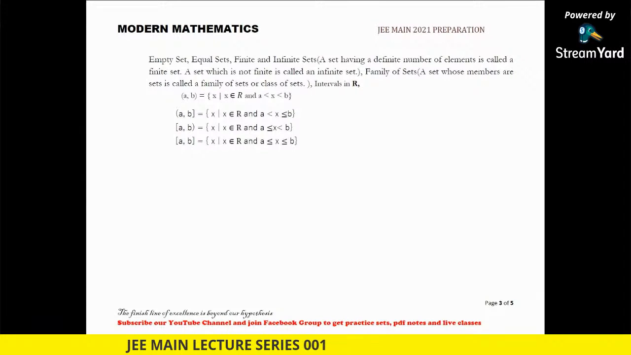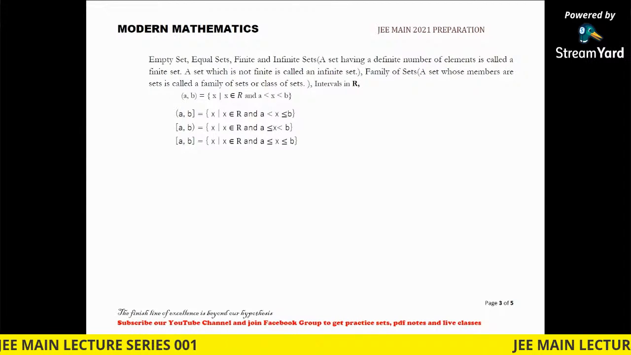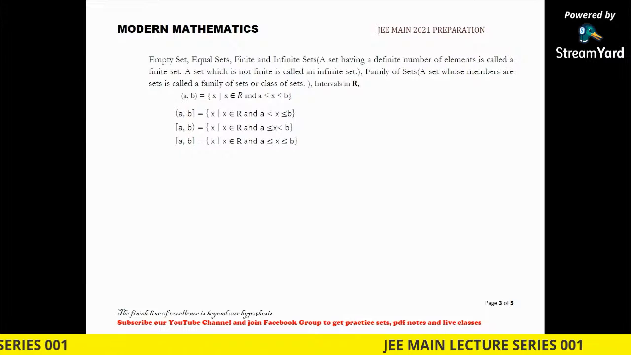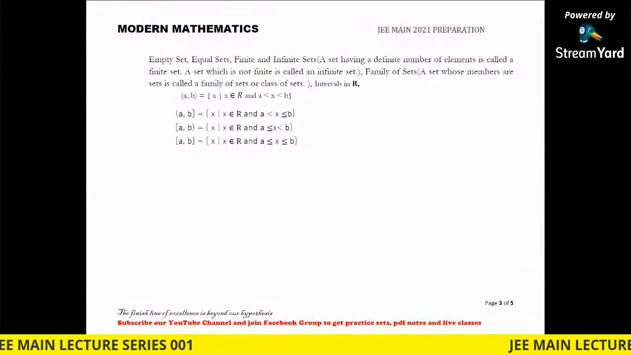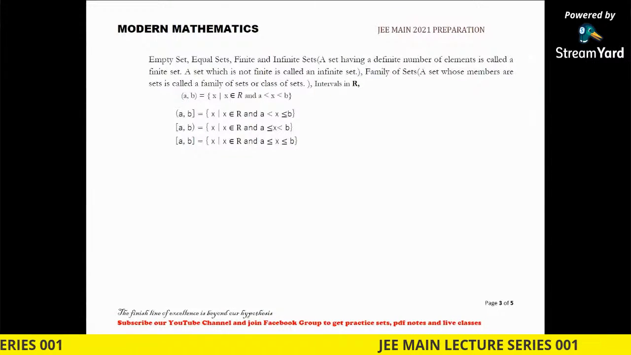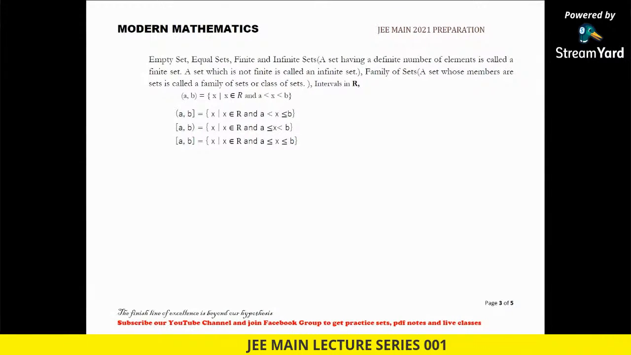That is for the equality of the two sets. So there are two conditions. One is that the number of elements of the two sets should be equal, and also the elements should be common. All the elements are in common. Then these sets are called equal sets.